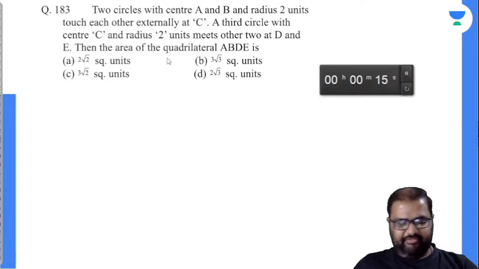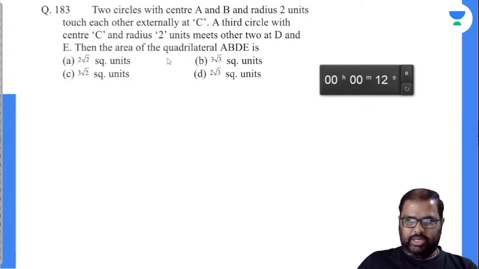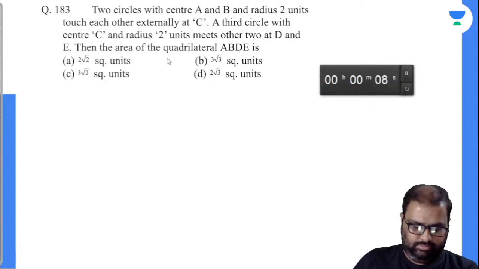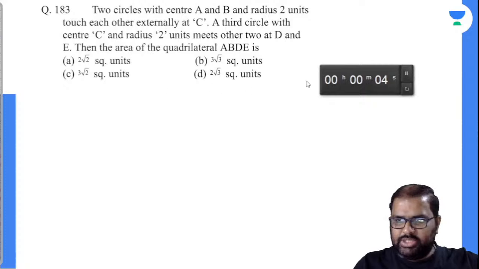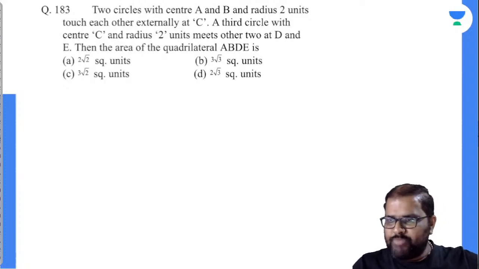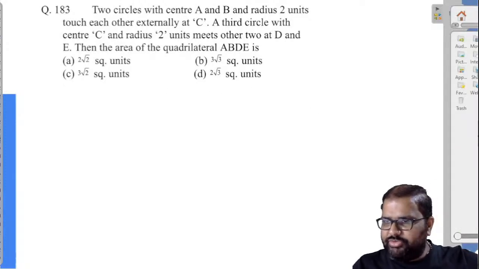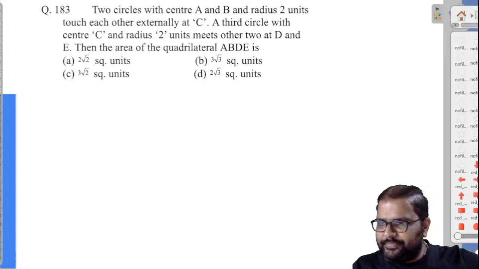Seventeen, 16, 15, 14, 13, 12. Yes, very good. B is the option there. Excellent, beta. Okay, I'll draw the diagram, then most of you can understand this easily.